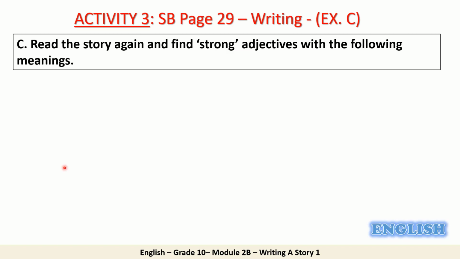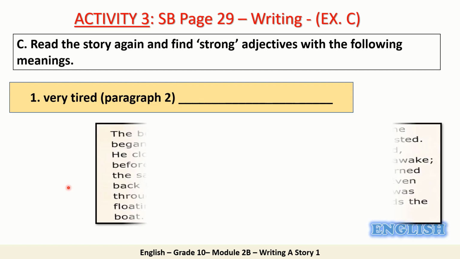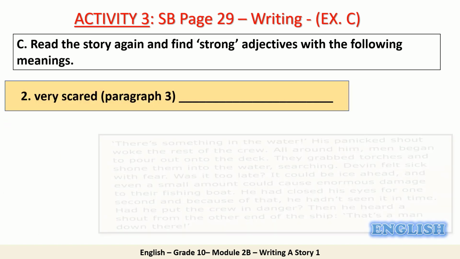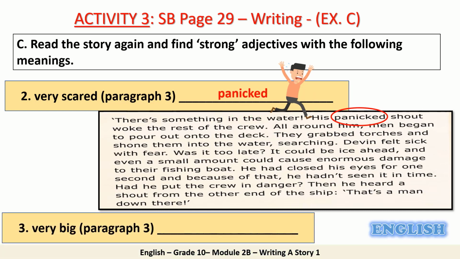It's time to check the answers. You have to find a strong adjective that means very tired from paragraph 2. The answer is exhausted. As you can see, he was completely exhausted, which means very tired. Number 2, we have to find a strong adjective in paragraph 3 that means very scared. Your answer? Panicked. So very scared means panicked.